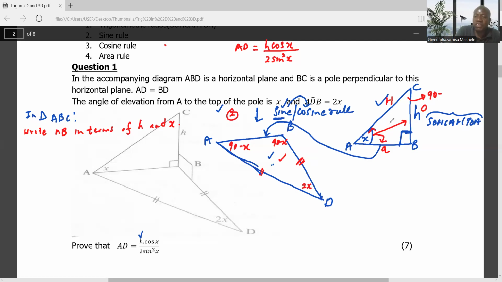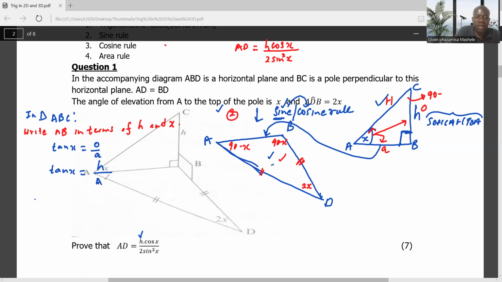So I'm going to use, let's check, opposite is the H, adjacent is AB. So it means I'm going to use tan. I'm going to say the tan of angle X is opposite over adjacent. What is the opposite, ladies and gentlemen? The opposite is the H over the adjacent, which is the AB.